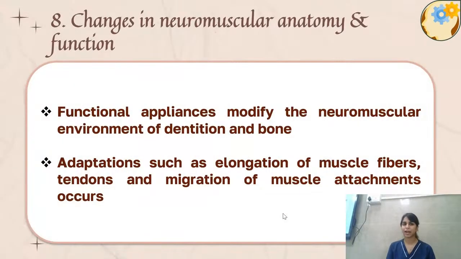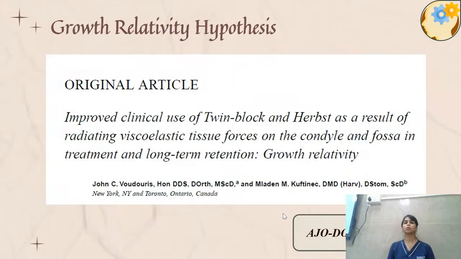Talking about the eighth factor, that is changes in neuromuscular anatomy and function. This is the last factor that will be discussed here as a part of this article. Functional appliances modify the neuromuscular environment of dentition and bone. Adaptations such as elongation of muscle fibers, tendons, and migration of muscle attachment are responsible for altering the neuromuscular environment. Now, moving ahead to a very important concept, that is growth relativity hypothesis.